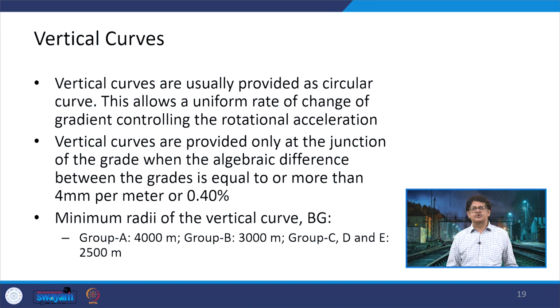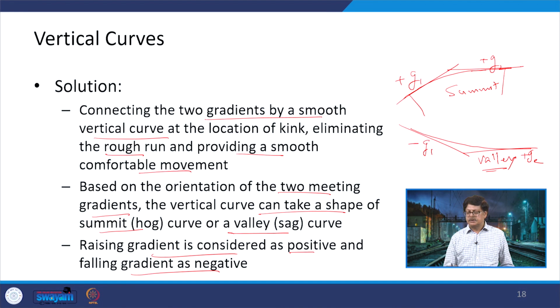Now, vertical curves are usually provided as circular curves. This allows a uniform rate of change of gradient, controlling the rotational acceleration. In this case, if the train moves at the top of it here, then the force is acting in this direction, this is the centrifugal force, whereas in the other case it will be in this direction.